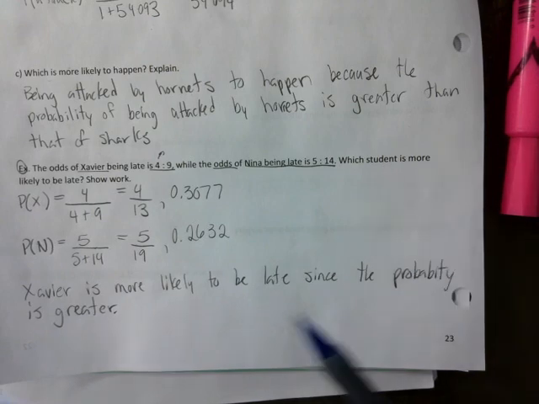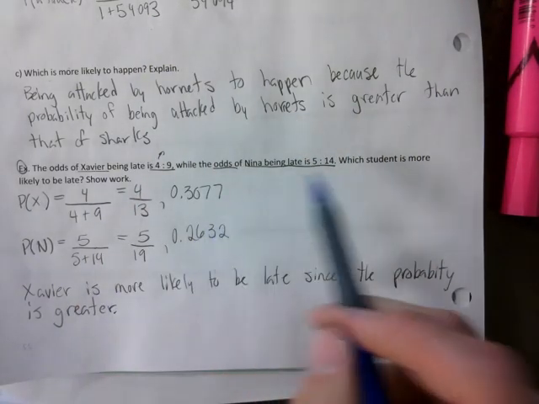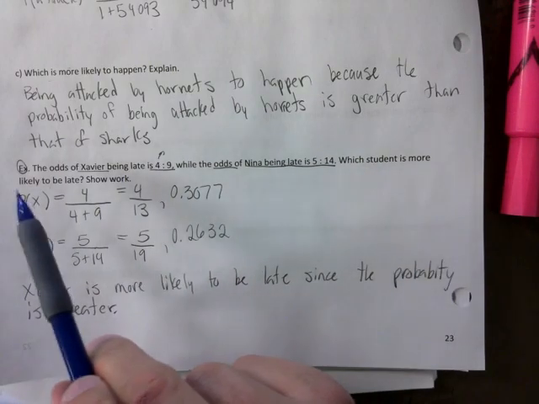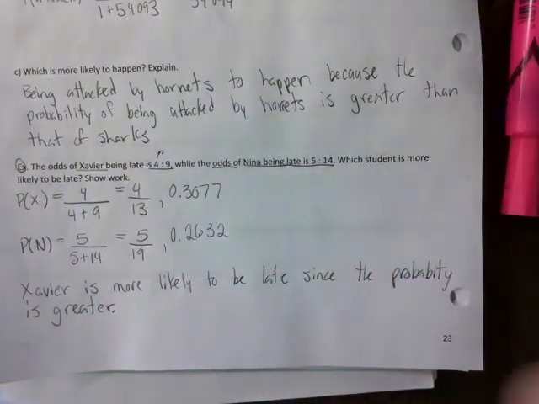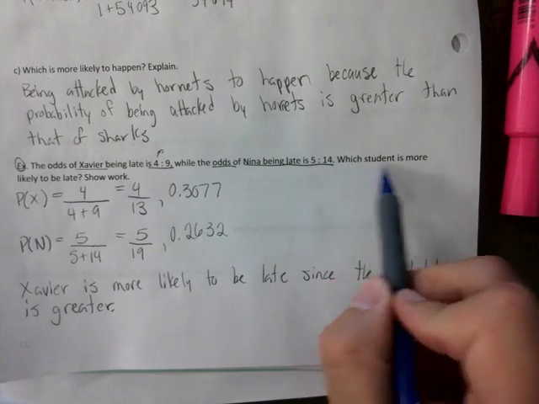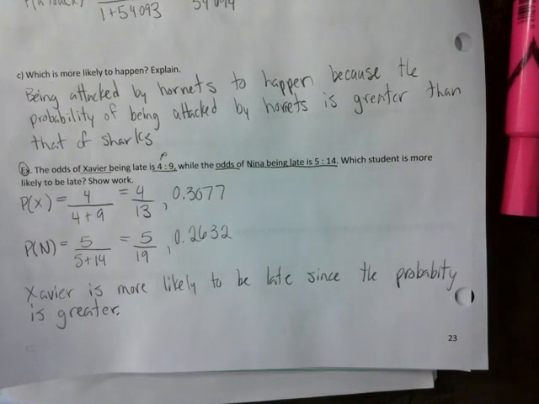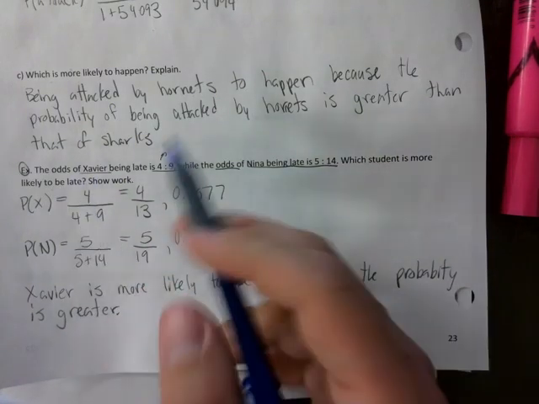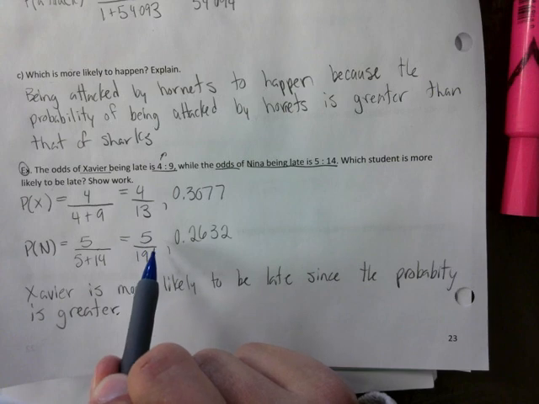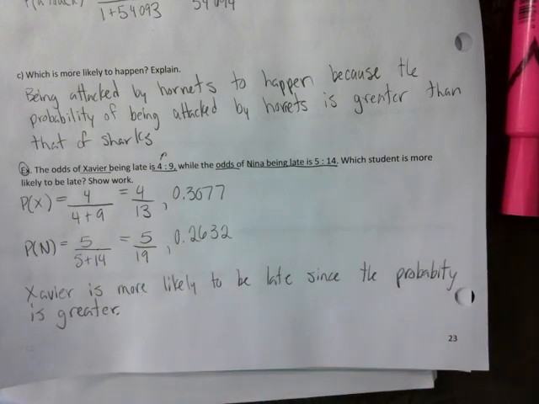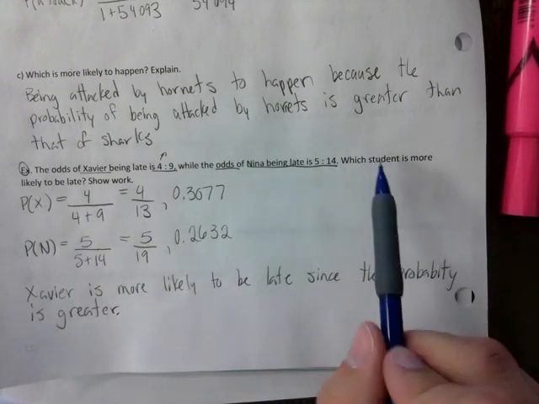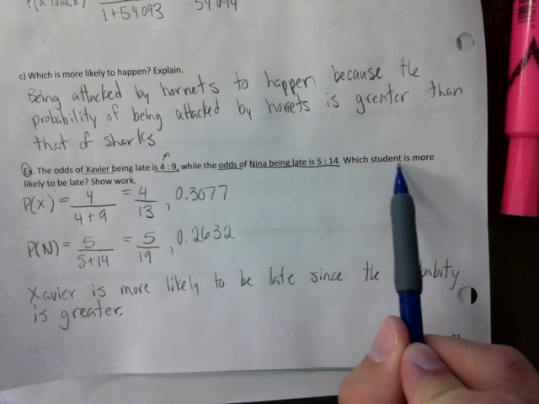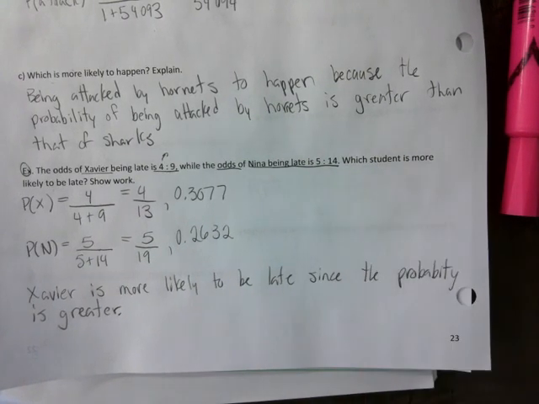So for these questions, just make sure that in this case, we calculate the probabilities and it asks which student is more likely to be late. But instead, we could have asked which student is more likely to not be late. And in that case, it would be Nina, because she has a lower probability of being late. So just make sure that you read the question and what it's asking.